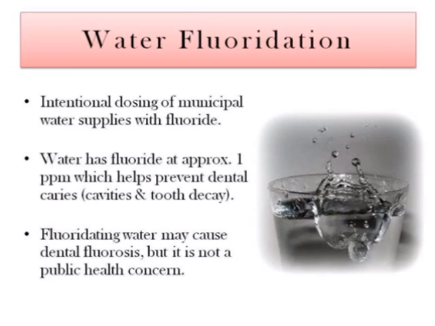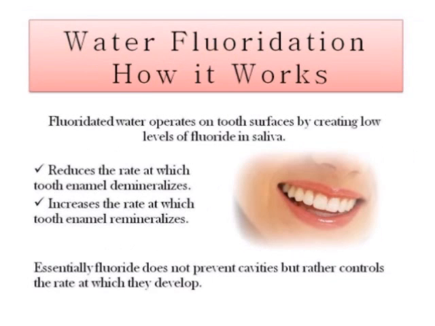Although water fluoridation can cause dental fluorosis, which can alter the appearance of developing teeth, most of this is mild, and fluoridated water operates on tooth surfaces. In the mouth, it creates low levels of fluoride in saliva, which reduces the rate at which tooth enamel demineralizes and increases the rate at which it remineralizes in the early stages of cavities. So technically, fluoride does not prevent cavities, but rather controls the rate at which they develop.